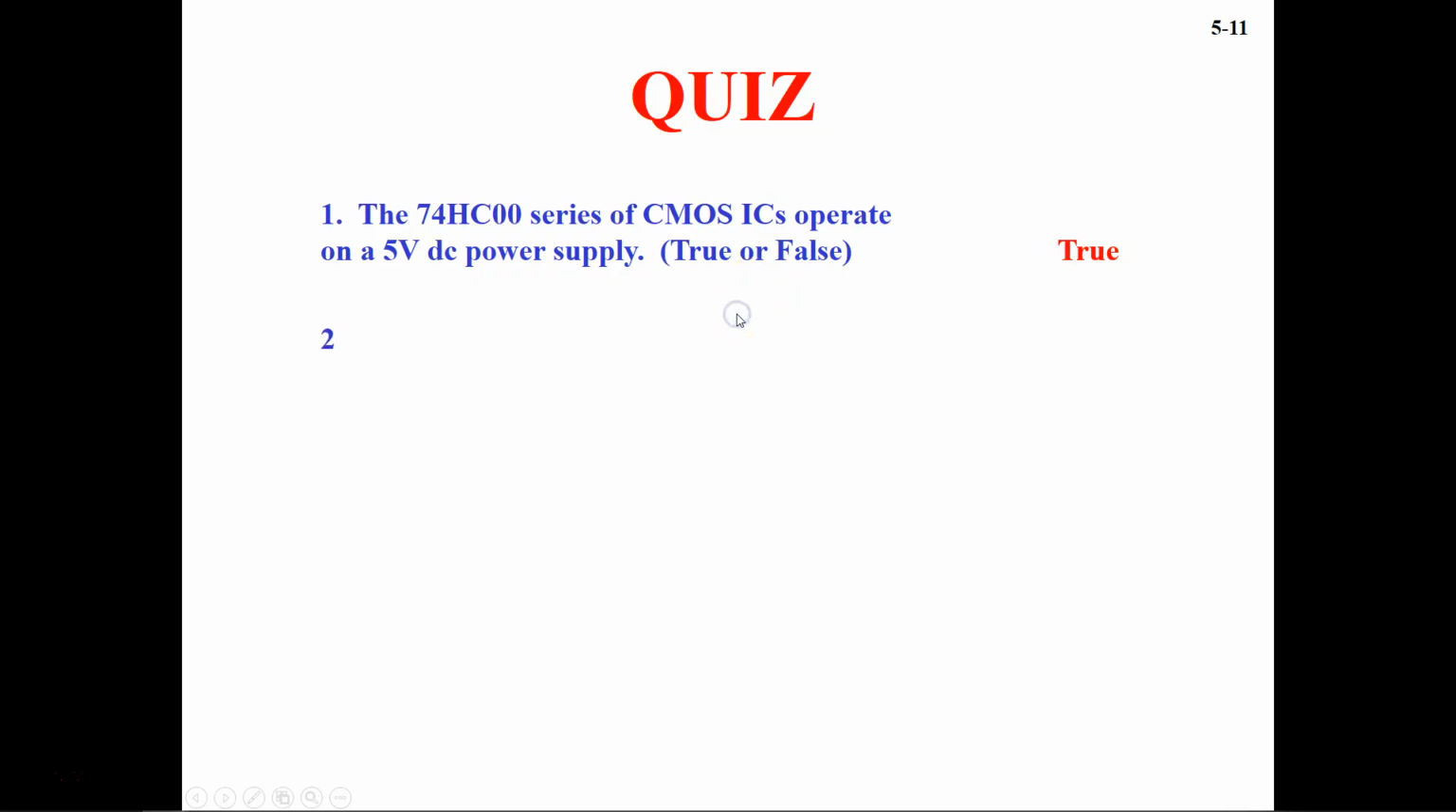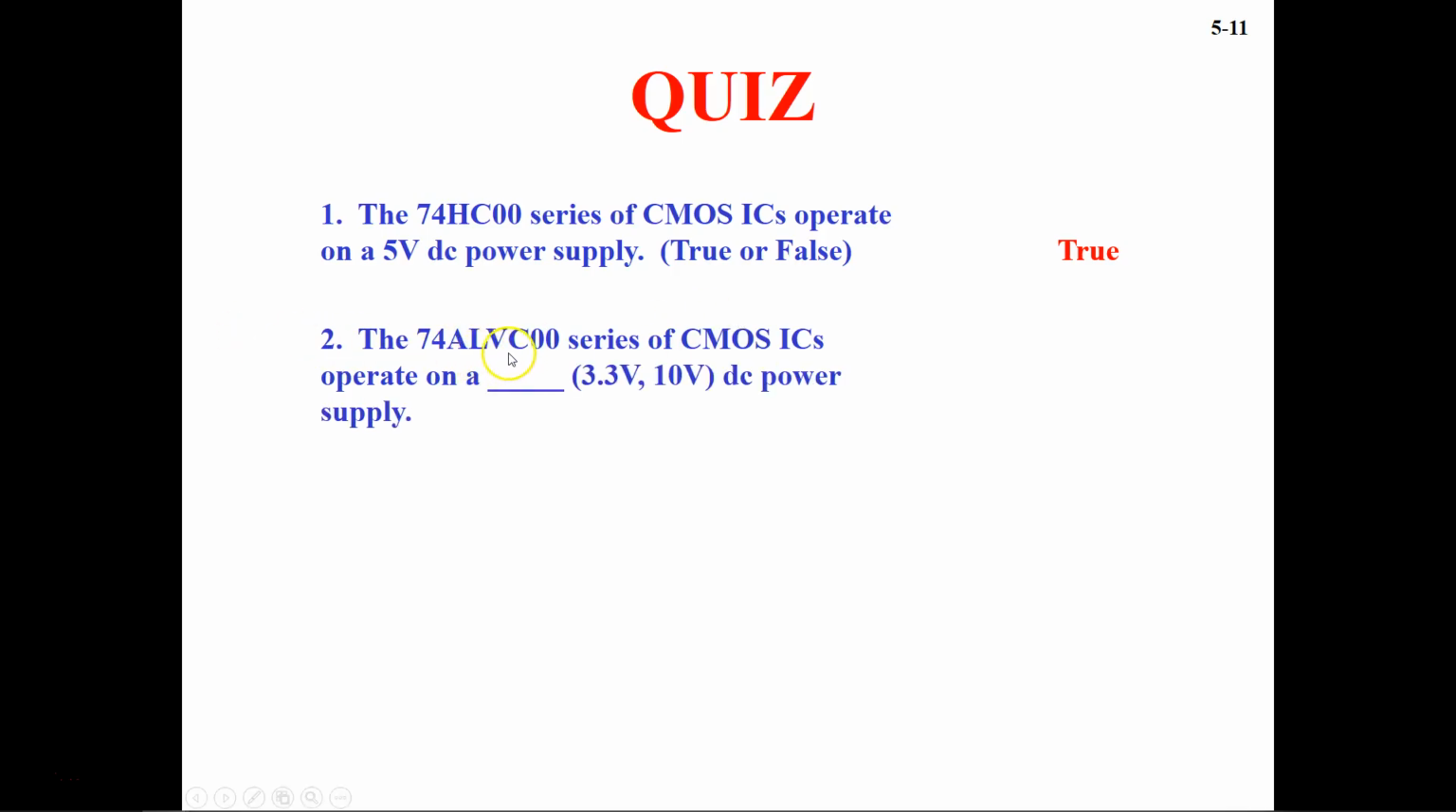And then second, we have: 74 advanced low voltage C00 series of CMOS ICs operate on a 3.3 volts or 10 volts DC power supply. So if you remember how CMOS ICs have become smaller in size, and their voltage levels have also decreased, 3.3 is going to be the answer.